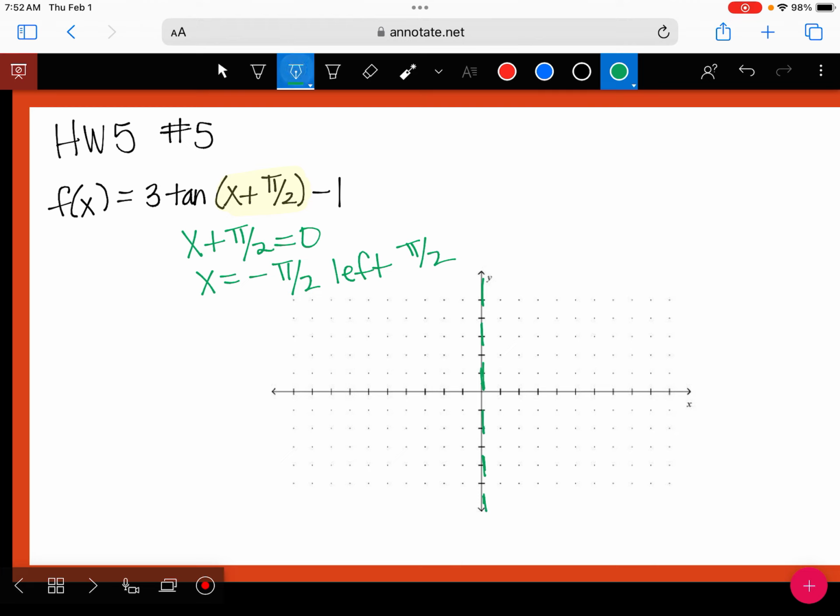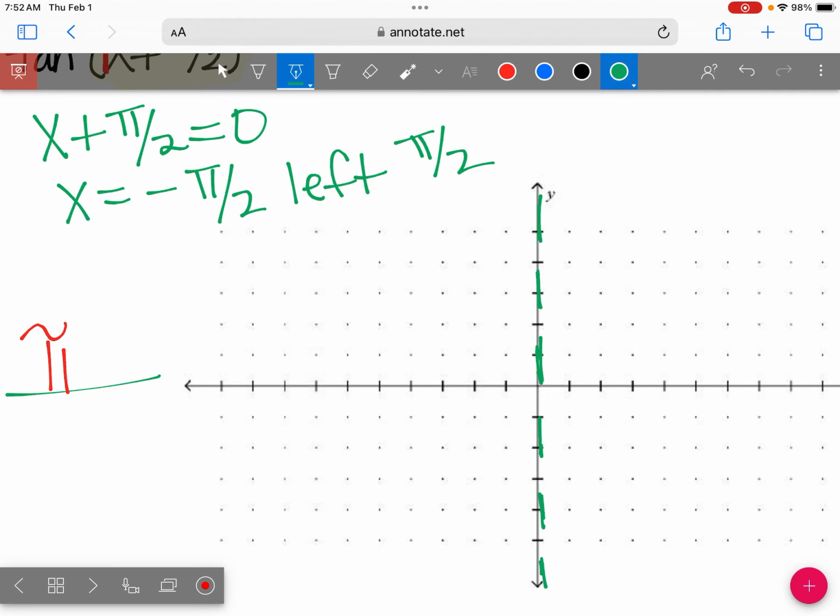And one of the questions, and I don't have the questions to the side, but I know one of them is period. What do you think the period is going to be? Pi, right? Because there's still a 1 right here. So my period is pi. That means starting here, I want you to draw in a new asymptote going left and right every 4 ticky marks, because every 4 ticky marks is 180 degrees or pi. So let's go ahead and draw those in.